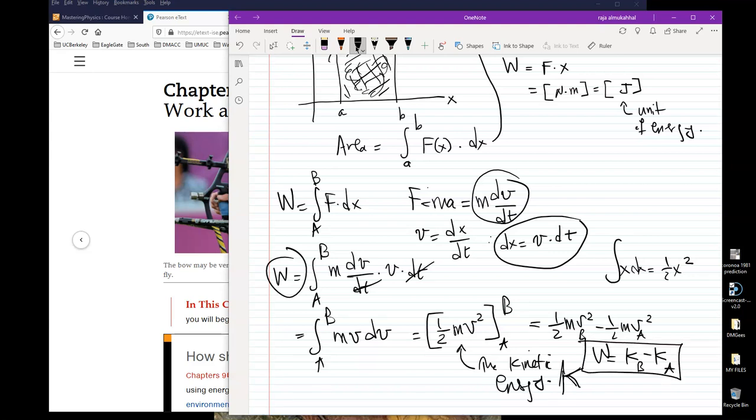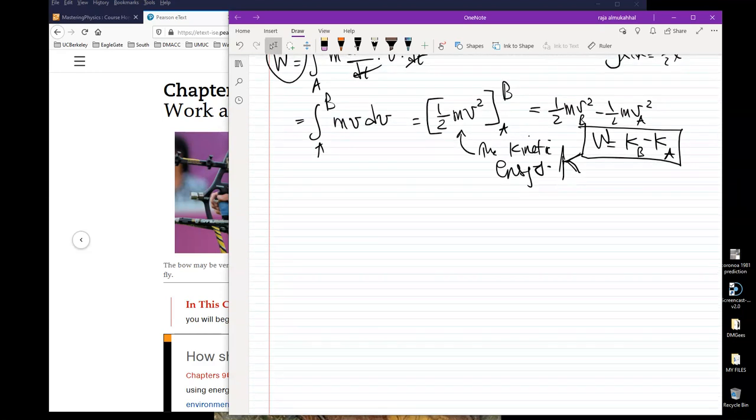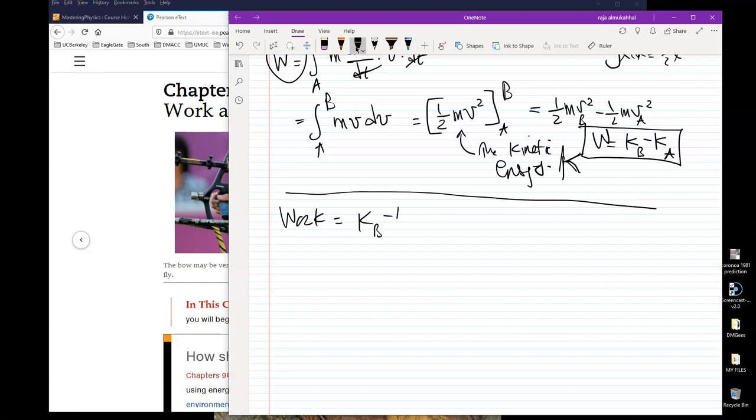Now, what's the meaning of this expression? Let me write it down again. This is actually a very interesting expression. Work is equal to the difference in two kinetic energies. What's the meaning of that? Well, let me tell you.